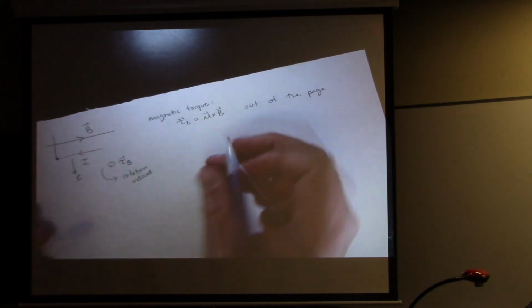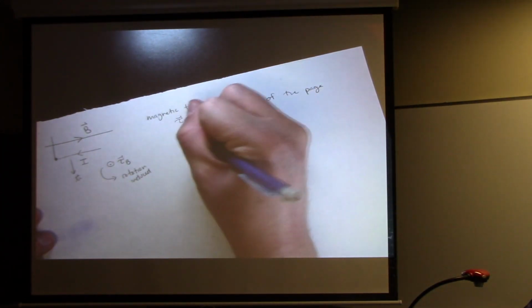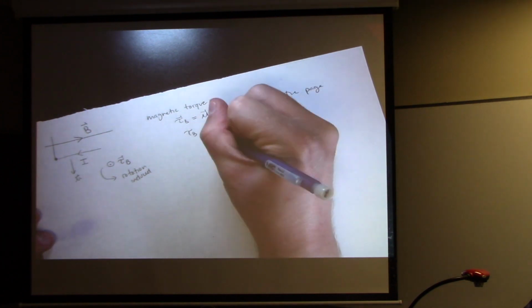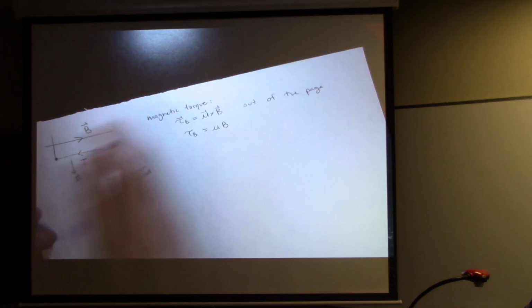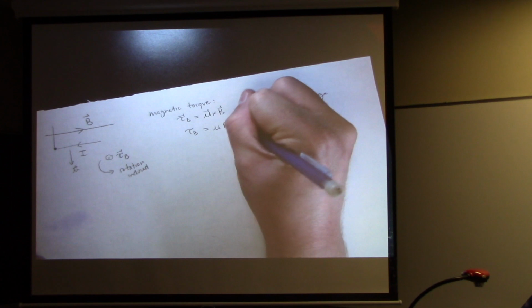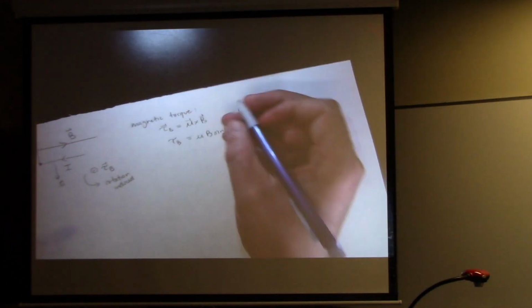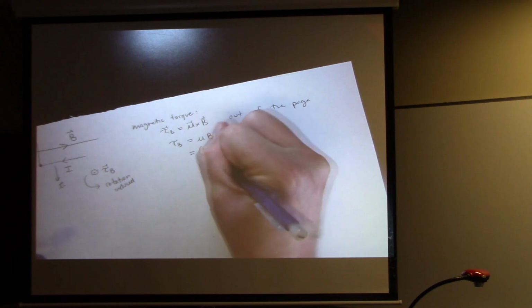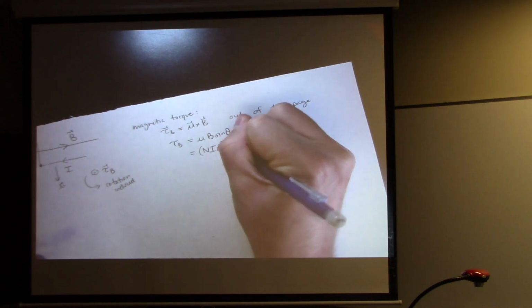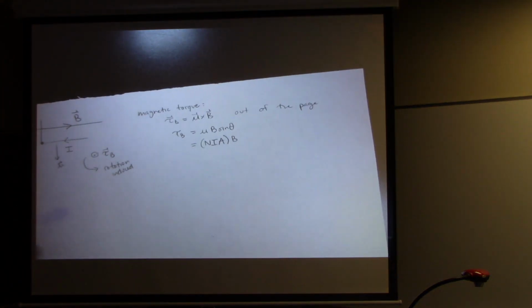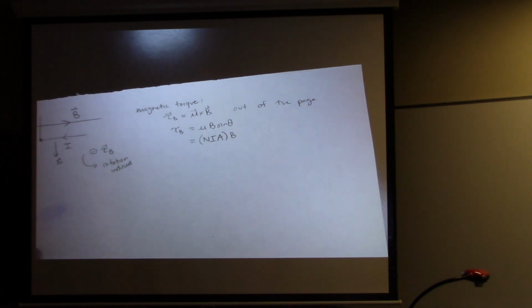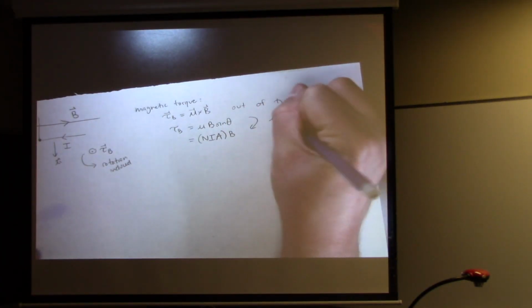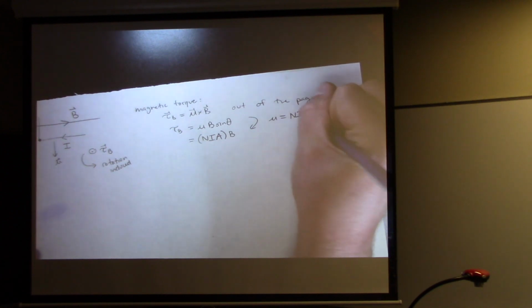Now, the magnitude. The magnitude is equal to magnitude of mu, magnitude of B, sine of the angle between the two vectors. That's just another cross product. That's how cross products work. So, okay, the magnitude of mu, as we said, is N times I times A. Multiply that by the magnitude of B. And again, what we're doing here is using mu is equal to N times I times A.